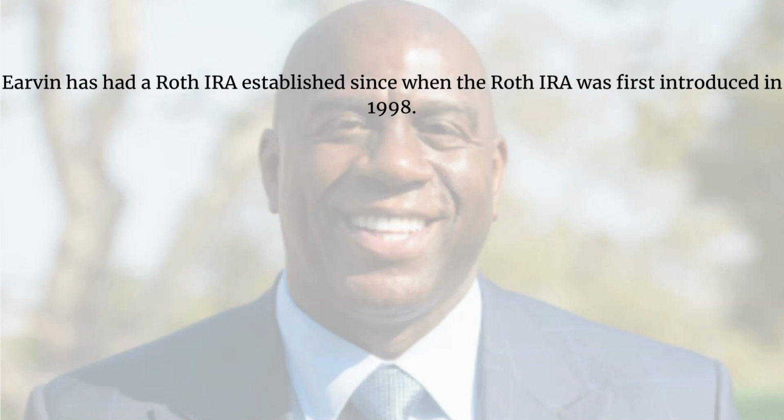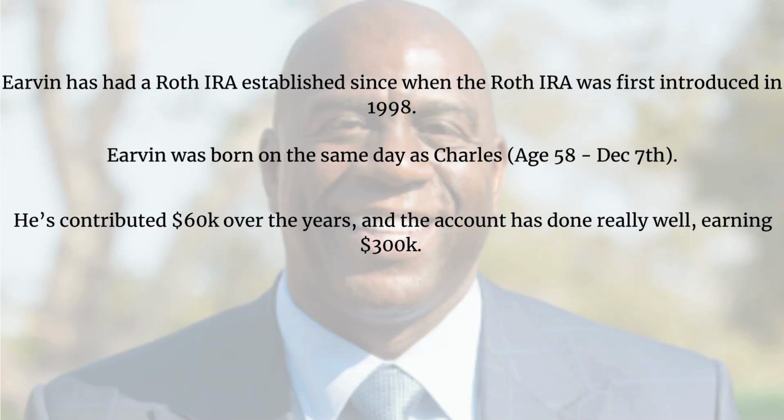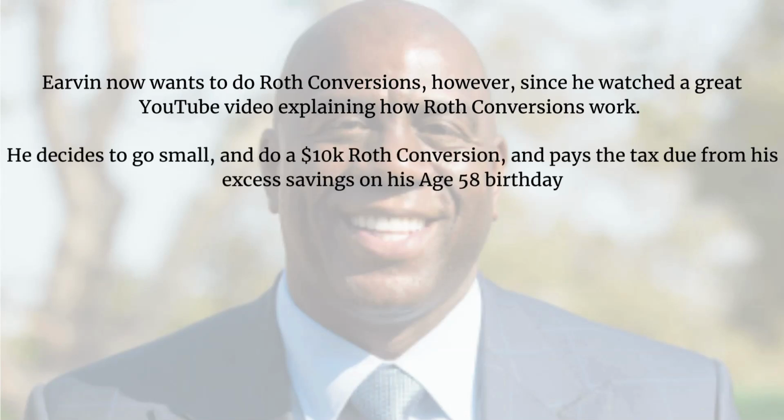So Irvin has had a Roth IRA established since the Roth IRA was first introduced in 1998. So he's covered the second 5-year rule. He was born on the same day as Charles, December 7th, and he's also age 58. He's contributed $60,000 over the years, and the account has done very well. It's earned $300,000. He now wants to do Roth conversions, however, since he watched a great YouTube video explaining how Roth conversions work. He decides to go small and does a $10,000 Roth conversion.